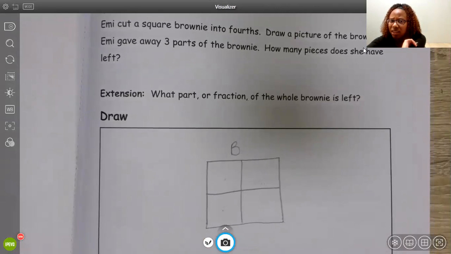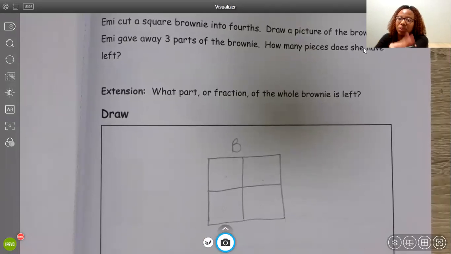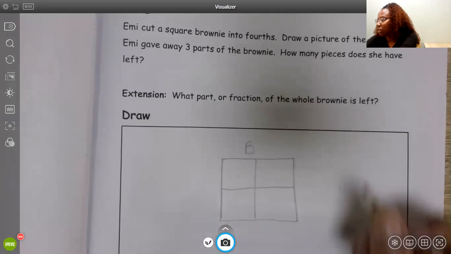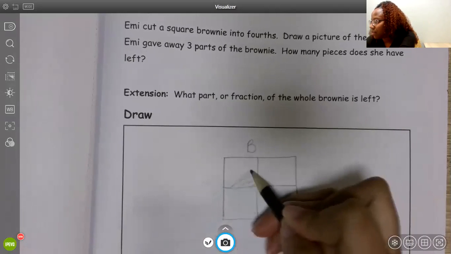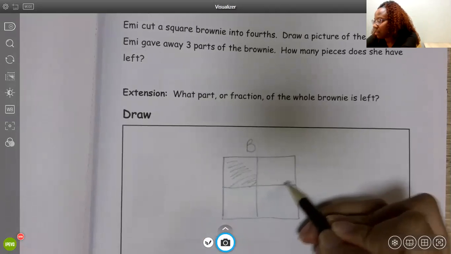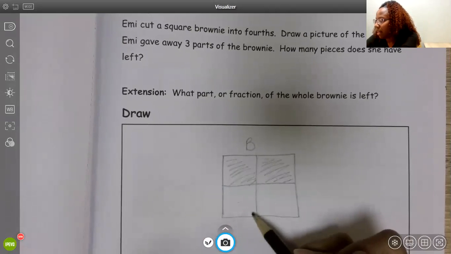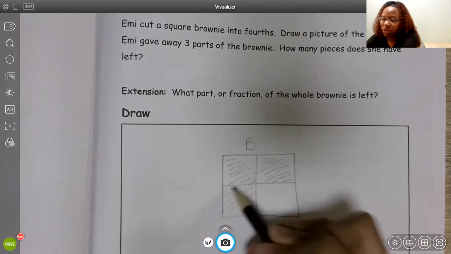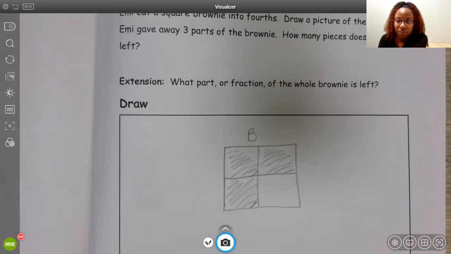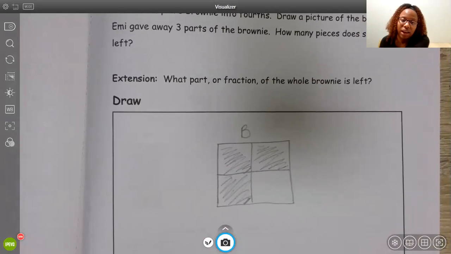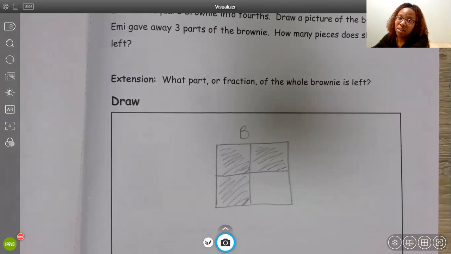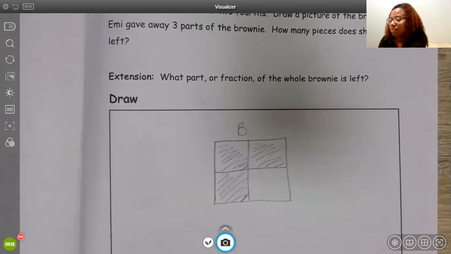I heard someone say that I can shade it in, and I can. How many parts am I going to shade in? Only 3. So let's go ahead and shade in 3 parts. Here's 1, 2, and 3. When you shade it in, it doesn't have to be perfect. As long as you can see that she gave away 3 parts of her brownie, then we're good.